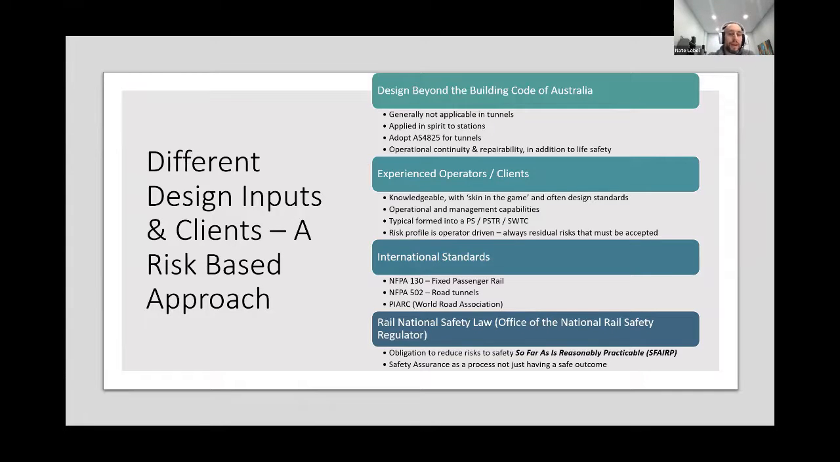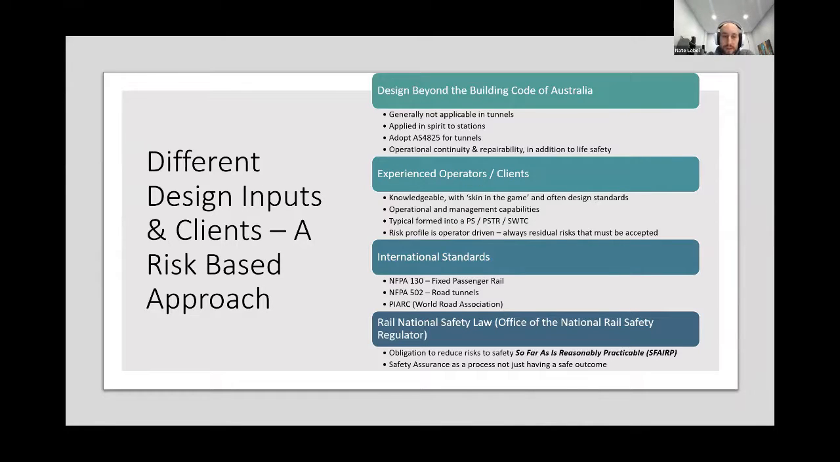It creates an obligation to reduce risk to safety so far as is reasonably practical, or SFAIRP, which I'll talk about a bit more. And it views the idea of demonstrating safety, safety assurance, as an actual process, not just saying, I have a safe design, but actually showing the process you've gone through and showing where you do have risk and understanding those risks.